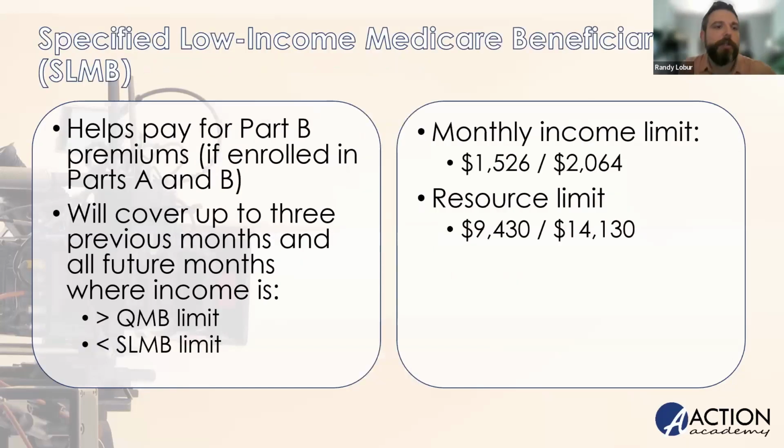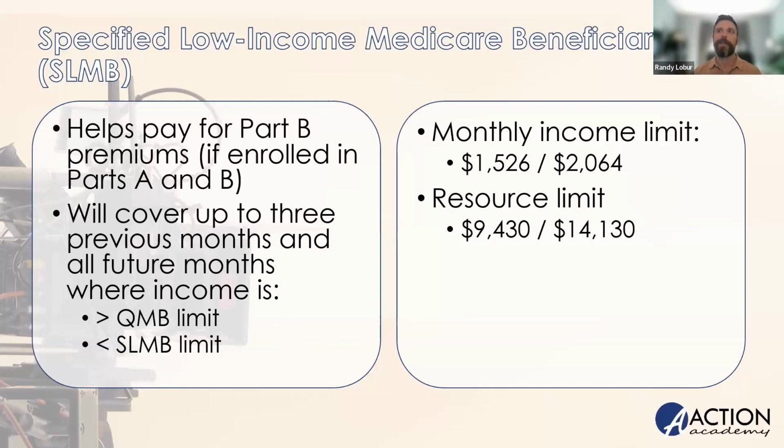Second category I want you to know about are SLIMBs, or your Specified Low-Income Medicare Beneficiaries. This program only helps pay for Part B premiums if the person is enrolled in Parts A and B, and it will cover up to 3 previous months of Part B premiums and all future months where the income is above the QMB limit but below the SLIMB limit. So on the right-hand side here, you see slightly higher income and resource limits associated with the program.